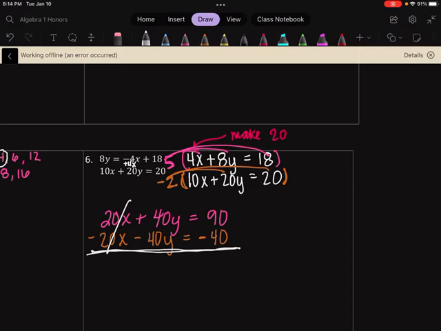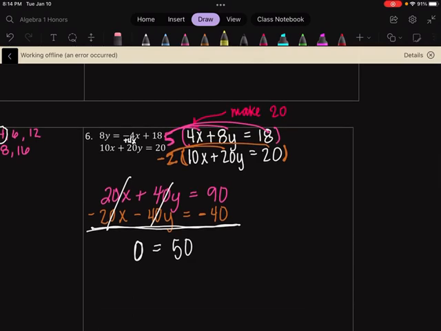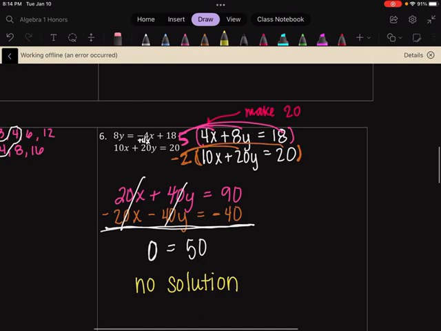Oh, well, the x's are opposite, the y's are opposite, so those cancel out to be 0. And then I have 90 minus 40, which is 50. And is that true? It is not true. So therefore, no solution. All right, not so bad, huh?